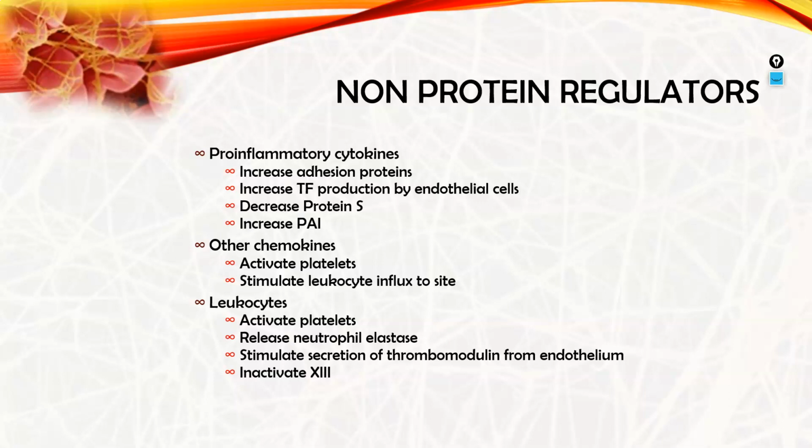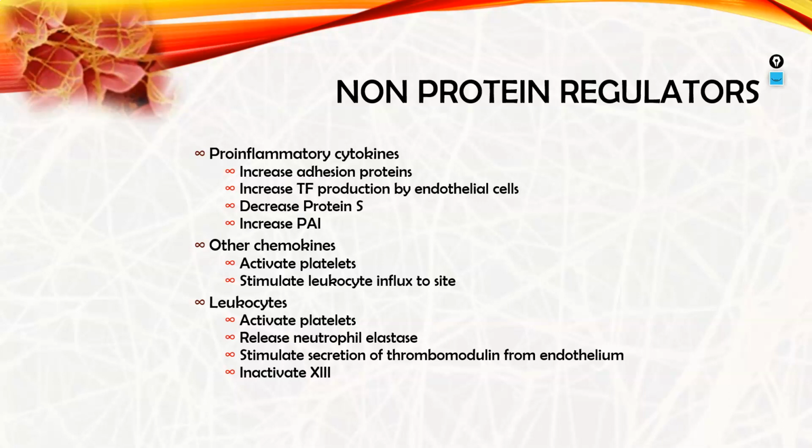But for now, we're just going to talk about what exactly happens, and that is that these inflammatory cytokines, which are just chemical messengers put out by certain cells, do a couple of things to regulate hemostasis. They increase the adhesion proteins, so they're going to encourage primary hemostasis. They're going to increase tissue factor production by the endothelial cells, which means that we are going to see increased extrinsic pathway activity. They're going to decrease protein S, and protein S, along with its cofactor protein C, are anticoagulants. So this is going to increase the amount of coagulation that is happening. It's also going to increase the plasminogen activator inhibitor. And so basically, if we inhibit the activator, then the plasminogen isn't activated, so we're not going to get a breakdown of the clot.